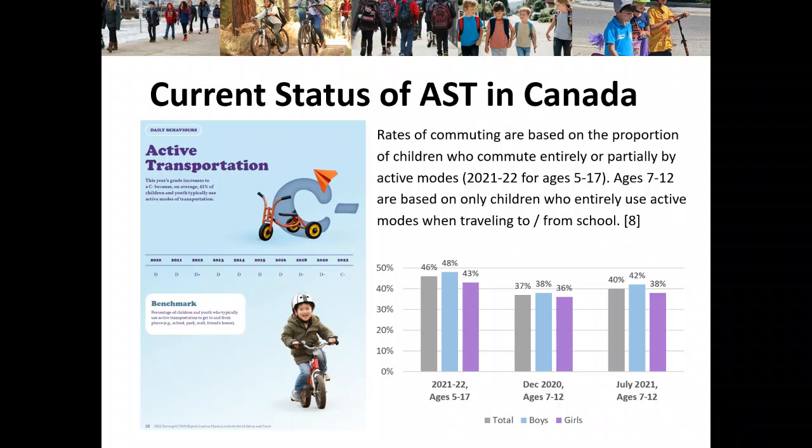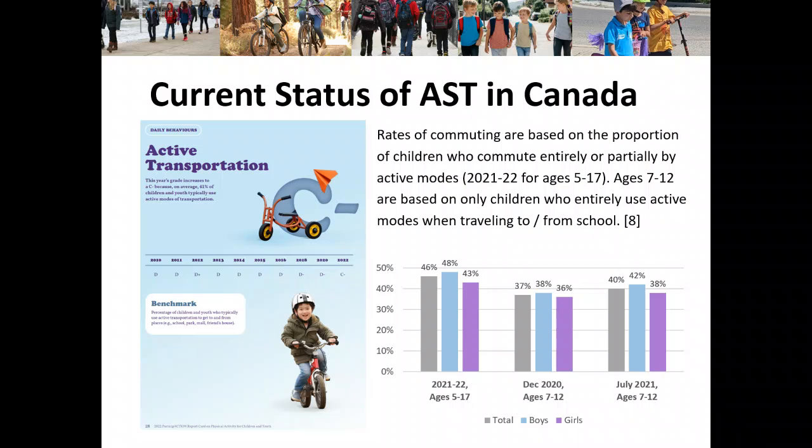So a recent report from the active transportation section from ParticipACTION, the 2022 report card, suggests that almost 50% of kids are actively traveling, with boys more likely to actively travel than girls. And this is of all children. Because we also know that about 35 to 40% of kids in Canada are also bused to school. So that does play a part in what our maximum number of active travelers could be.